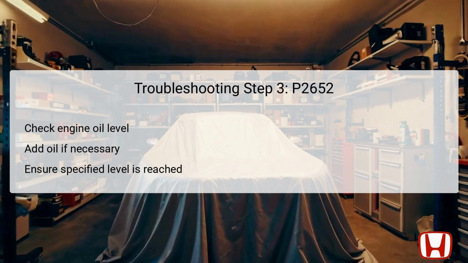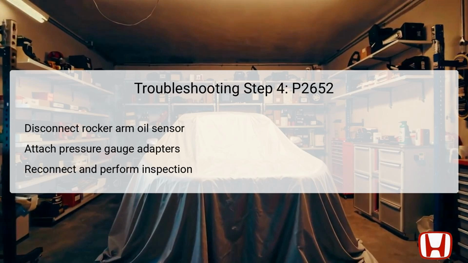If the level is below the required mark, it's essential to add appropriate engine oil to ensure proper lubrication. Underfilled oil can lead to erroneous readings from the rocker arm oil pressure sensor, which misinforms the PCM and may trigger DTC P2652. Ensuring that the oil level is optimal helps to maintain the integrity of the entire oil circulation system and can prevent further complications related to the DTC. Once corrected, re-evaluating the sensor outputs through HDS is recommended to assess if the issue persists.